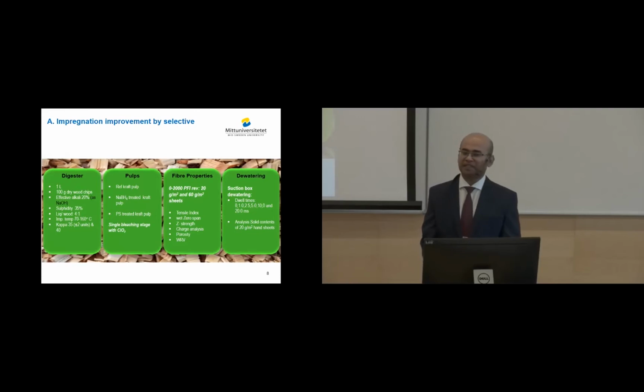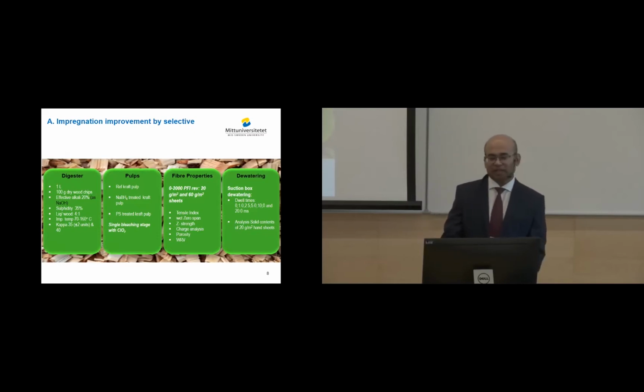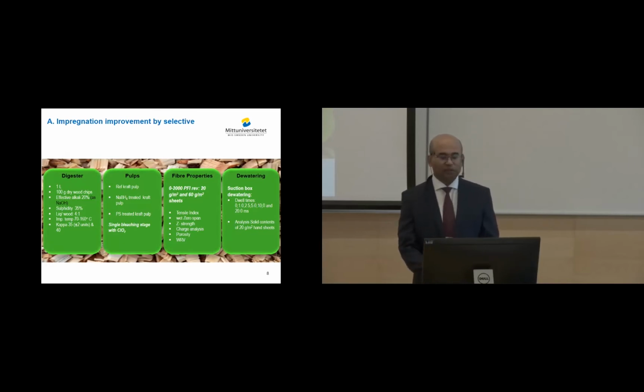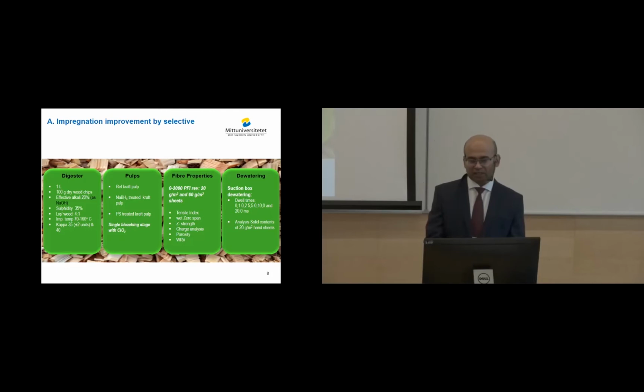First, impregnation improvement by selectivity. When I started my PhD work, I worked at SCA R&D, and we started with a 1 liter digester. We took 100 grams of dry wood chips, mainly from SCA Engstrand, which is 70% spruce and 30% pine. We took effective alkali of almost 20%, and sulfidity was 35%. The liquid to wood ratio was 4:1. We maintained the impregnation temperature between 70 and 160 degrees Celsius to get a specific kappa number of 35 plus or minus 2, and with addition 40. We developed 3 different pulps. One was the reference, and one with 1% on wood chips of sodium borohydride reduced pulp, and also polysulfide treated kraft pulp.